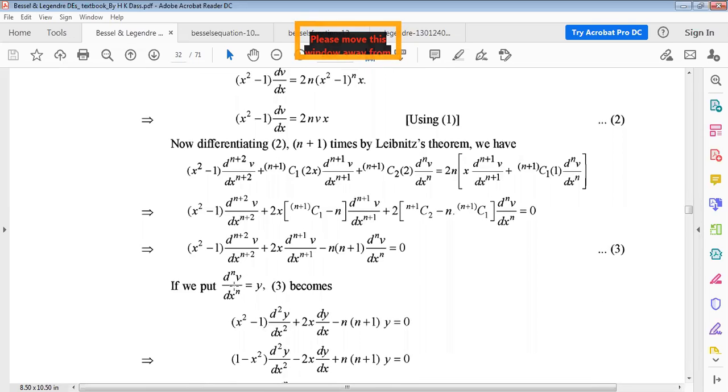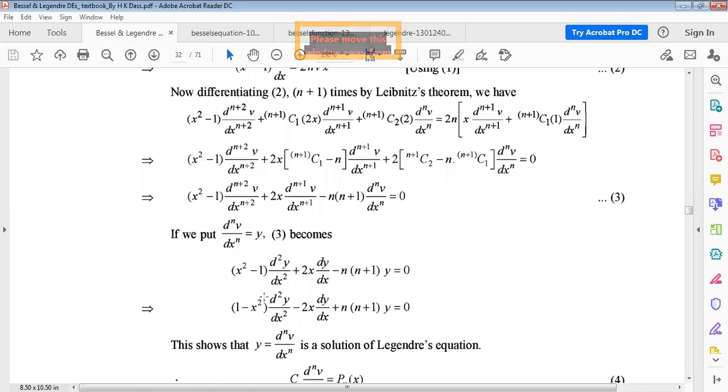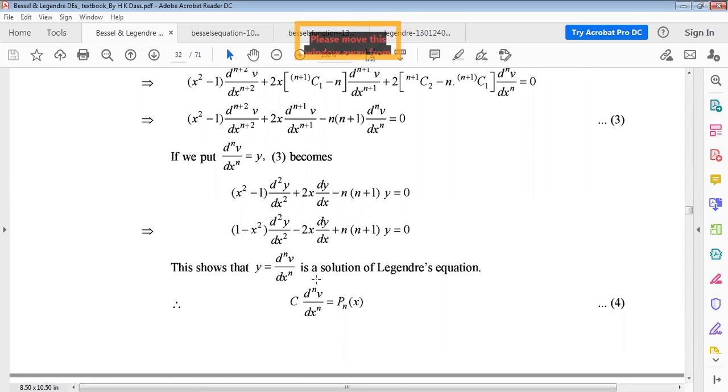So if we put the n times differentiation of v, d^n v/dx^n, equal to y, then we can write the differentiation as d square y by dx square, dy/dx, after putting y equals to this. We get the actual Legendre differential equation. So this is the solution of the Legendre differential equation. So this can be written as c d^n v/dx^n equals P_n(x), the Legendre polynomial.